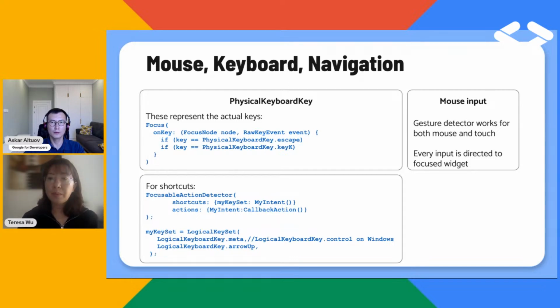So, the mouse input. Again, there's a gesture detector as well. That works for both mouse and touch. So in terms of the framework, mouse input is similar to how you detect a gesture here. So you have basically everything ready in the framework for you to use.